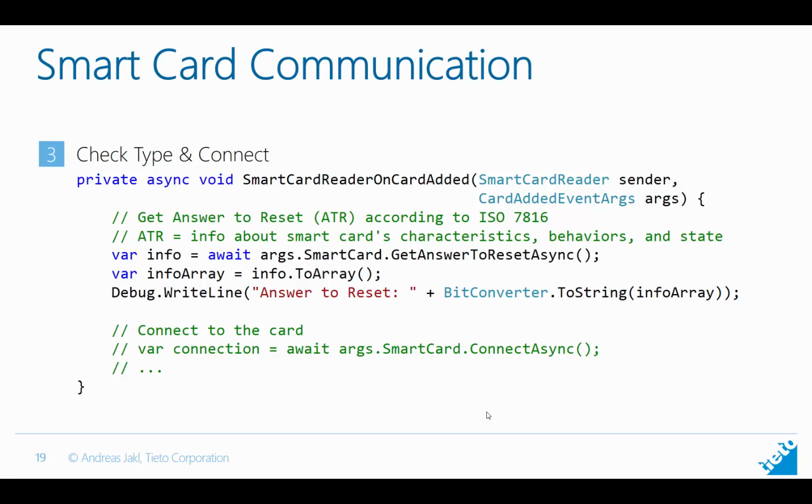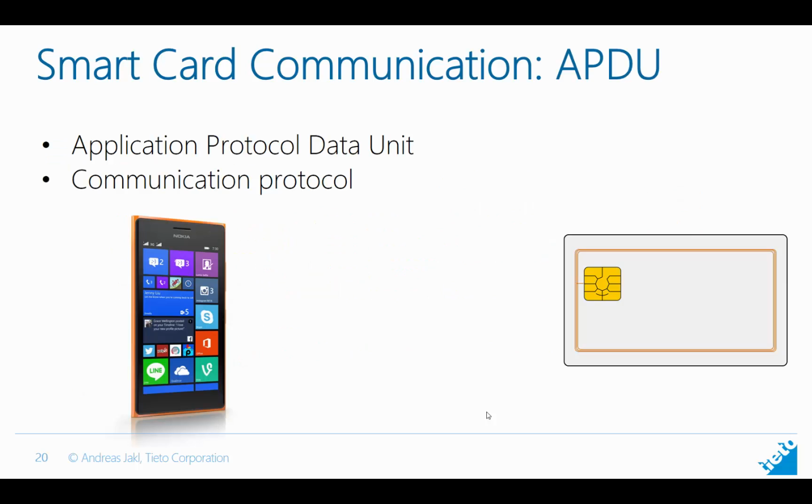For example, you can send a command called answer to reset, or ATR, which is according to ISO 7816, which is one of those standards that most of the smart cards adhere to. You just send this message, and then the answer of the smart card will be some basic information about the smart card characteristics, behaviors, and which state it is currently in. You just learn a lot more about which card the user is actually tapping with his phone. And in the next step, you can connect to the card if it's the one that you're looking for, and then send commands to the card and receive data that the card returns to you.